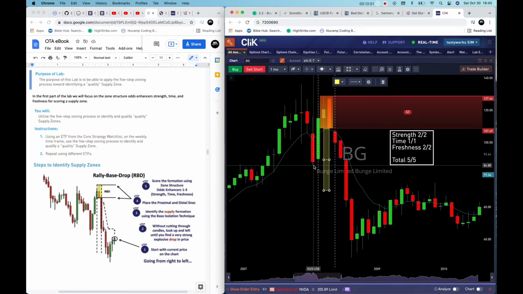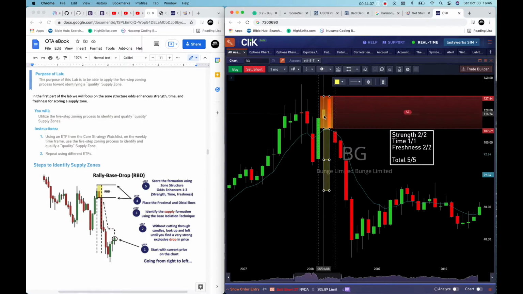This would be the bottom of the lowest wick, where we're going to place our distal line, and we can see that price clearly moves beyond this particular price point. So in this case, strength is going to get a full 2 out of 2 points.